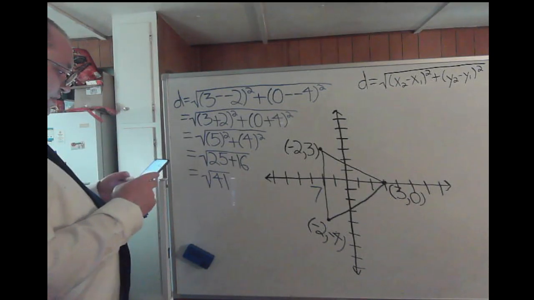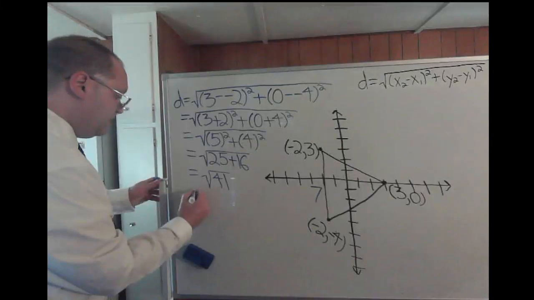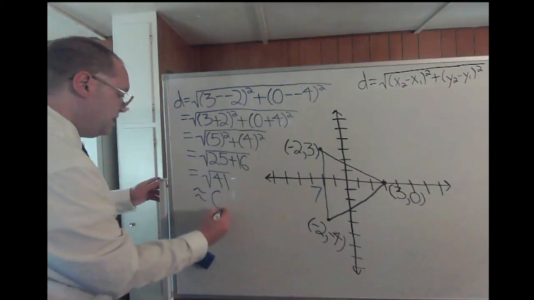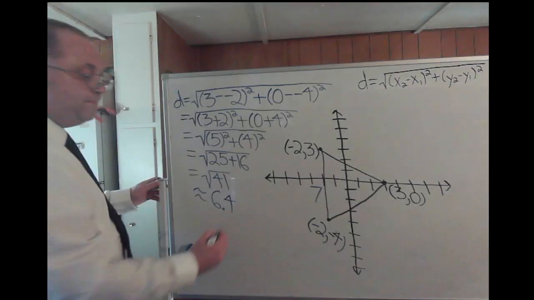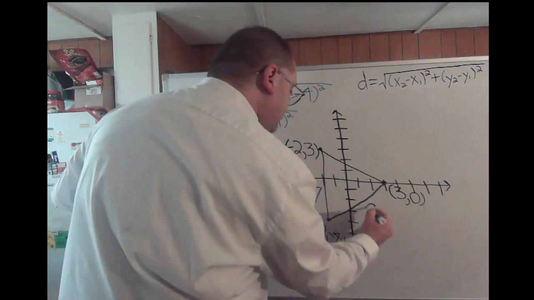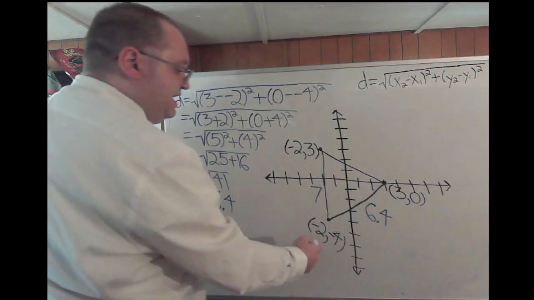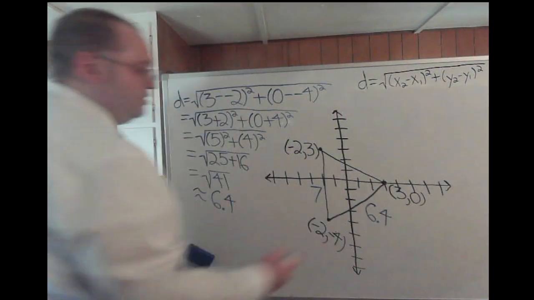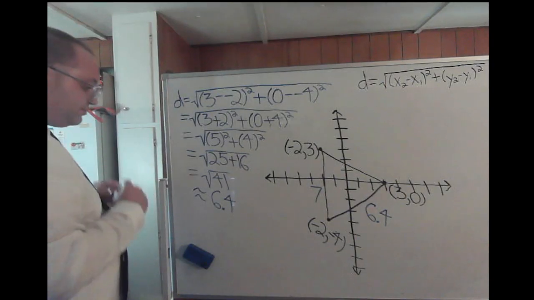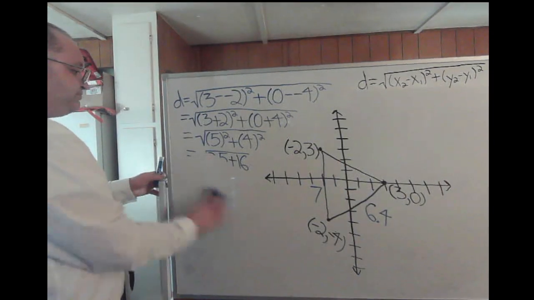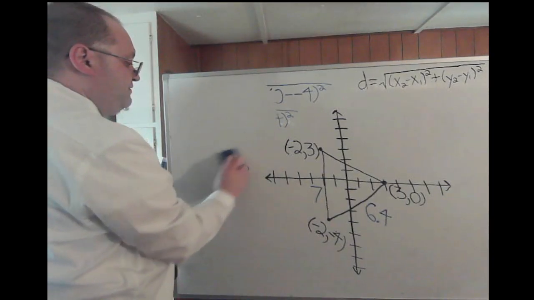Okay, the square root of 41 is about 6.40, which is simply 6.4. So this distance here is 6.4. Between negative 2, negative 4, and 3, 0, the distance is 6.4. Alright, we just have to find one more distance, and then we can find the perimeter.